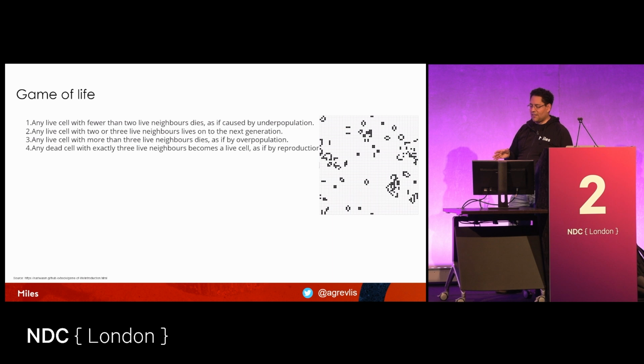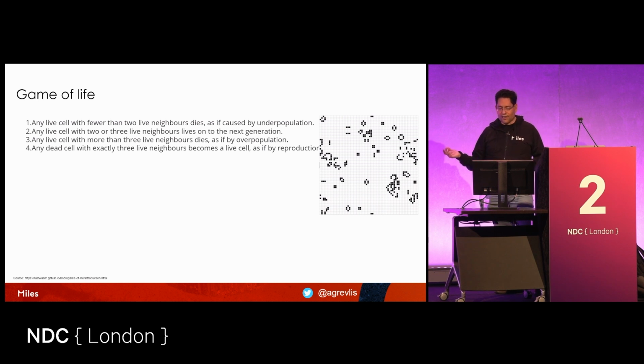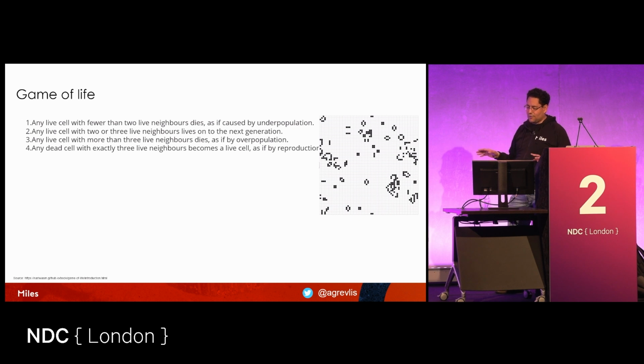So if you have a live cell with fewer than 2 live neighbors, it will die because of underpopulation. Or if you have a live cell with 2 or 3 live neighbors, it will live on to the next generation. And if you have a live cell with more than 3 live neighbors, it will die because of overpopulation. And then the last rule is if you have any dead cell with exactly 3 live neighbors, it will become a live cell through reproduction.